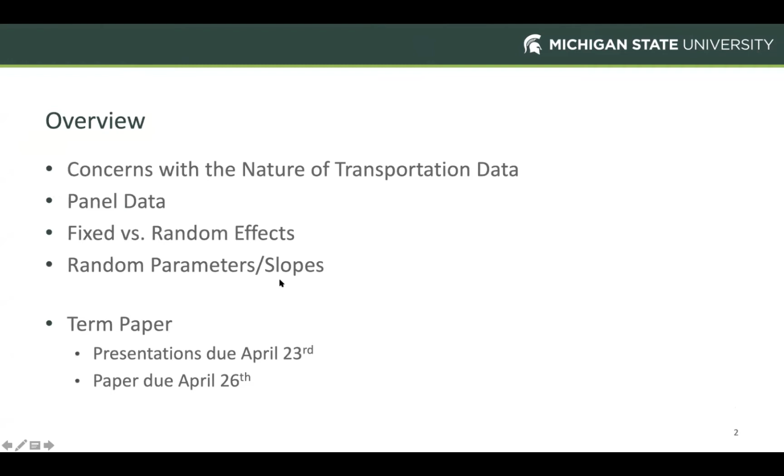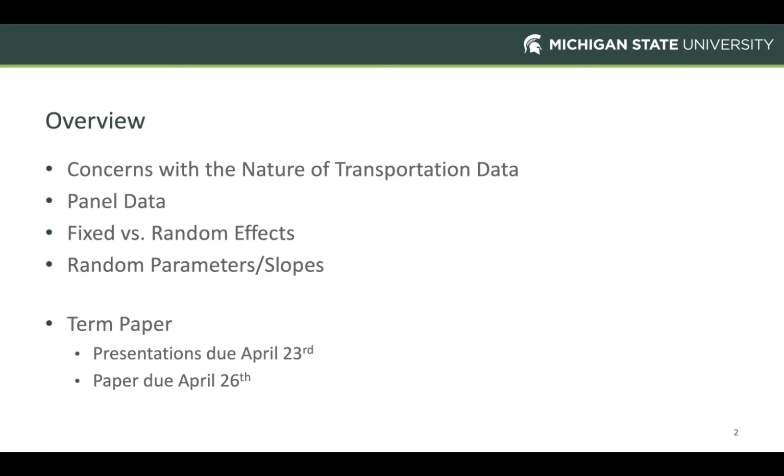And so I'll talk, the first slide just talks a little bit about the nature of transportation data and a few of the problems we run into. We've touched on some of these at various points over the semester. We'll talk a little bit about what we refer to as panel data, which is where fixed and random effects often arise. Some of the issues that come into play that make estimation of models with panel data problematic.